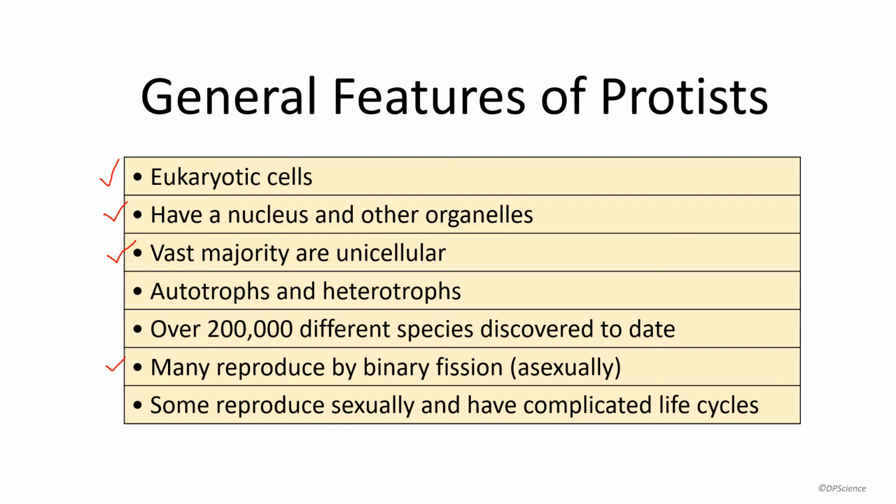And that should sound familiar to you because that's just like those bacteria. So they're just going to divide themselves in half, and that's asexual reproduction, don't forget. However, some of them reproduce sexually and have complicated life cycles. So you can say that from about here down are just a bunch of little vague generic statements. Really, the only ones that are solid are these three up here.